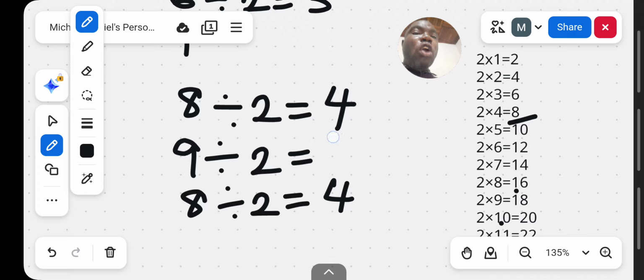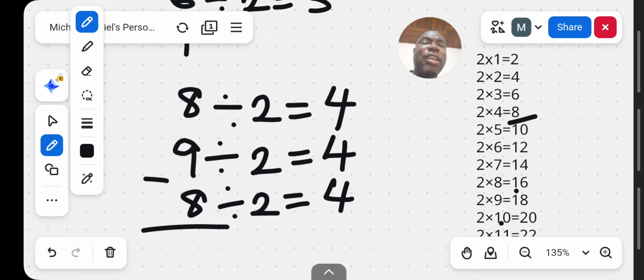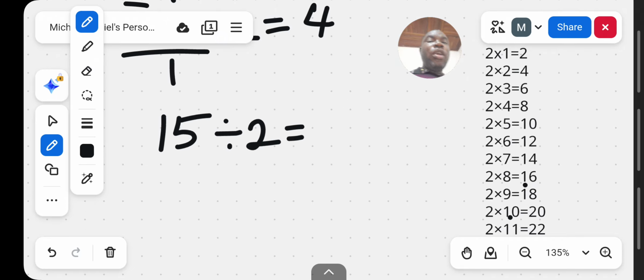4. But remember, 9 is not in the 2 times table, so there will be a remainder. How do we get the remainder? We subtract 8 from 9. That's 9 minus 8 to give you 1. That means 9 divided by 2 will be 4, remainder 1. Let's try 2 more examples. Okay, we have 15 divided by 2.